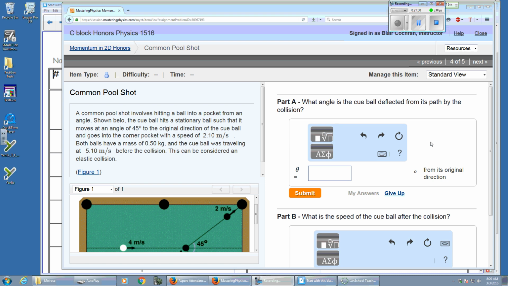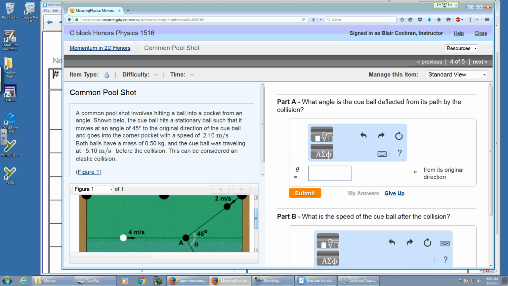All right, let's go for the common pool shot. Hitting the ball in the pocket with an angle shown below. The cue ball hits a stationary ball, which moves at an angle of 45 degrees from the original direction of the cue ball, and goes into the corner pocket with the speed given. Both balls have the mass given. The cue ball is traveling at the speed given before the collision. This can be considered an elastic collision.